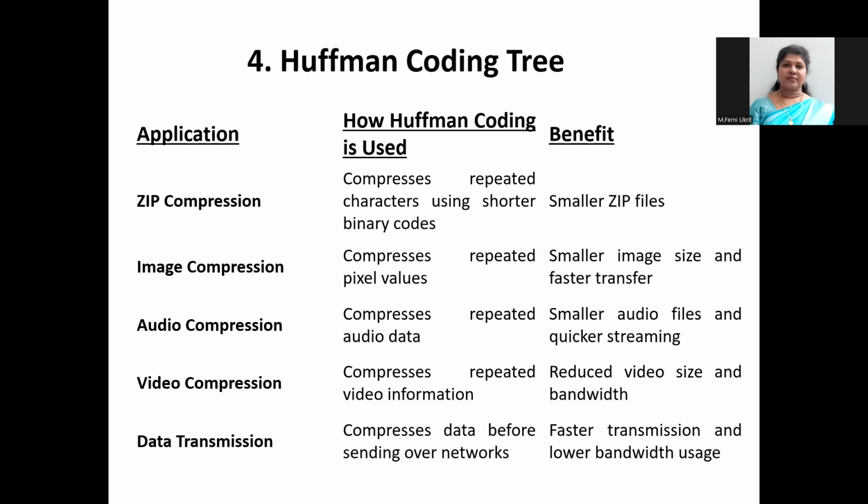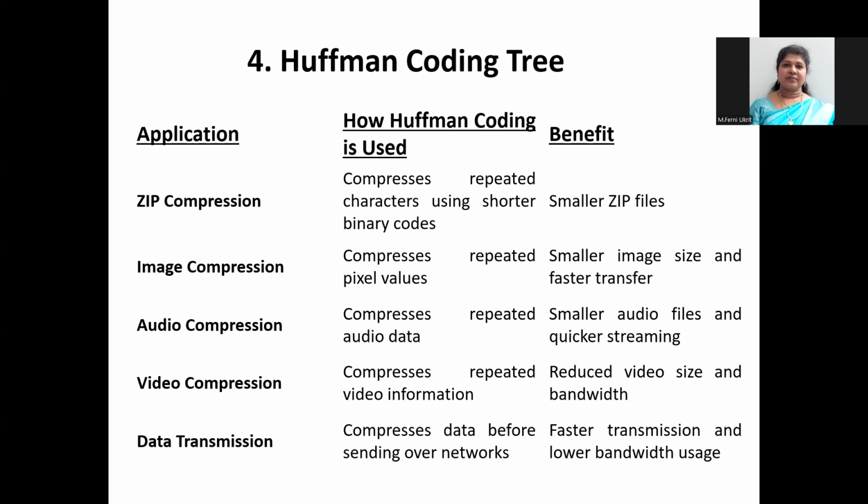Similarly, audio compression also. If there are repeated sound patterns, it will compress them by assigning shorter codes. And the same benefits: faster downloading and streaming, and smaller audio files. Video compression is also the same. Thousands of image frames with repeated patterns will be there. These repeated values, after motion estimation, will be compressed, and it is mainly used in MPEG and H.264. When it compresses, it will have a reduced video size and the bandwidth required will also be very small.